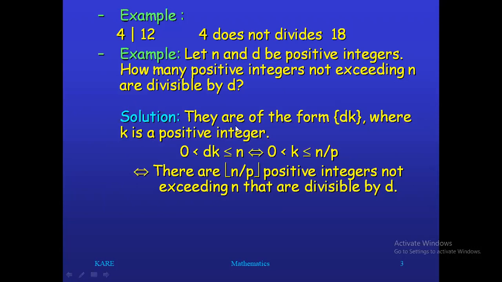They will be of the form, it is basic, it is understood that they are of the form dk, where k is a positive integer, just like multiple sets. And this dk lies between 0 and n if and only if this k lies between 0 and n by d. Okay, so there are this many positive integers not exceeding n that are divisible by d. This is a basic solution. It's very, very easy also. You can go for an example also in this case.